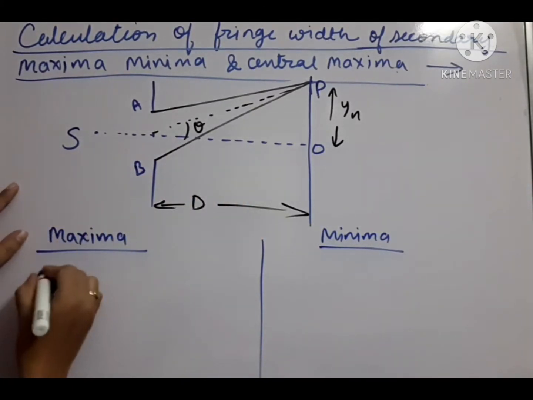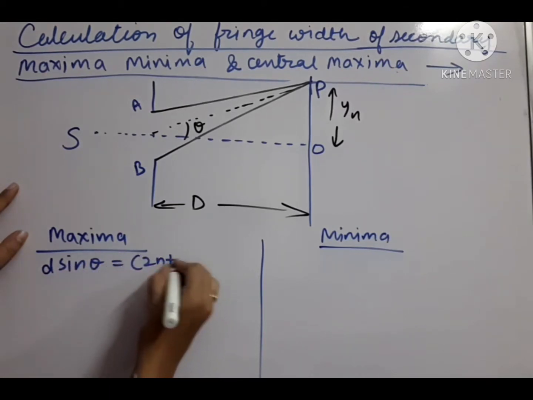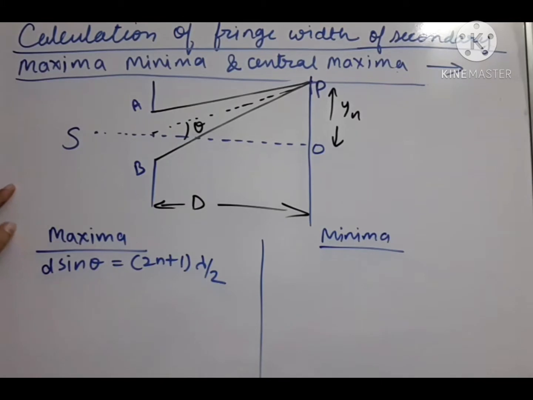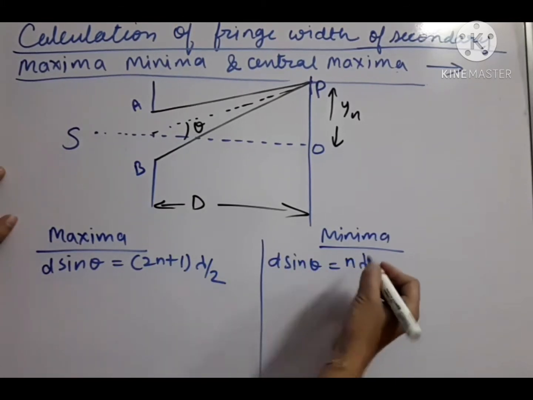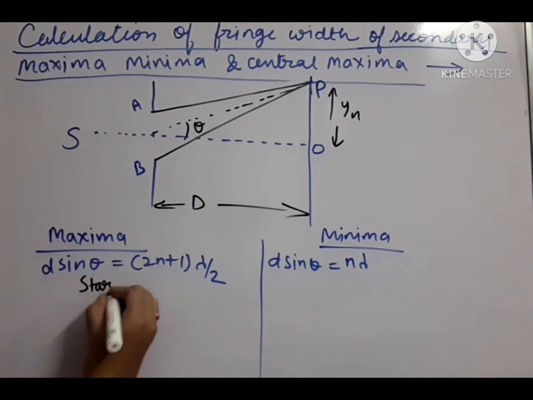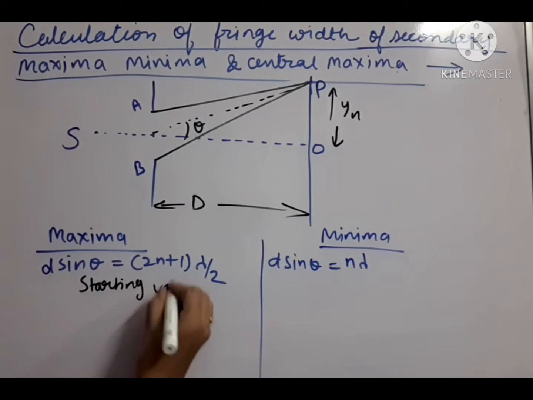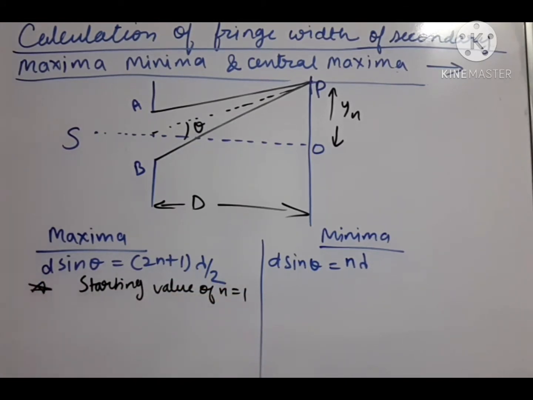First of all, the condition of the secondary maxima is d sin theta equal to (2n plus 1) lambda by 2, and the condition for minima is d sin theta equal to n lambda. Here the starting value of n is 1. We have to remember this very important point.